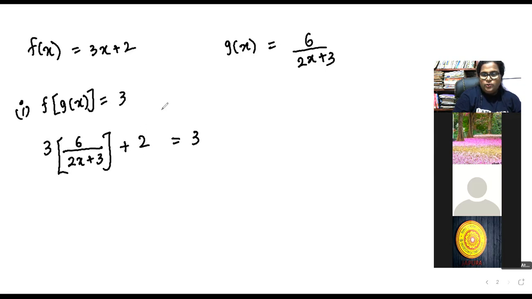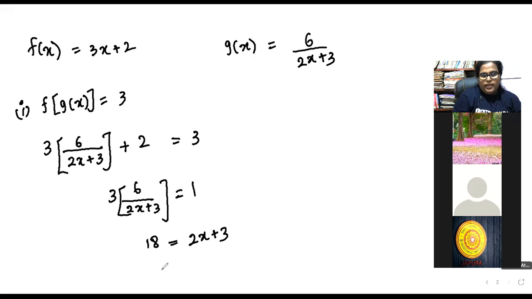You can take this 2 to the right hand side as -2. So it becomes 3 into 6 over 2x plus 3 equals 1, because 3 minus 2 becomes 1 here. And we can simplify 3 and 6 as a multiplication: 18 equals 2x plus 3. So we can conclude that 2x equals 15 and x equals 7.5. Or you can keep the answer as 15 over 2 as well.